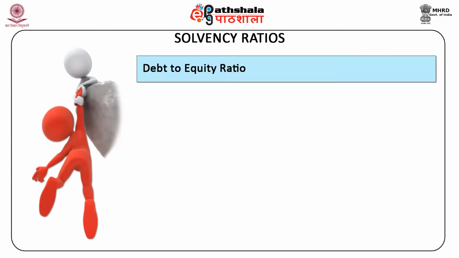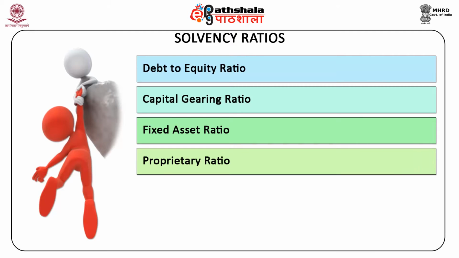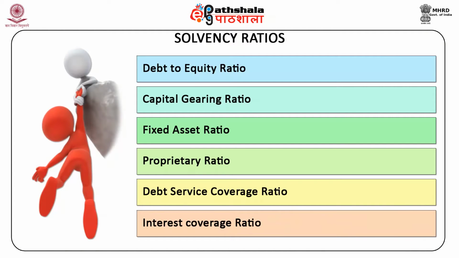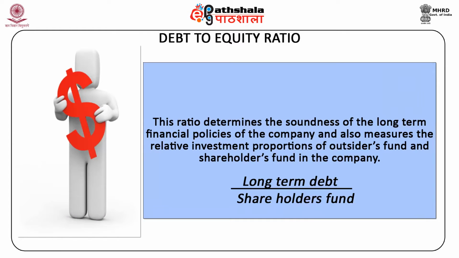Debt to equity ratio, capital gearing ratio, fixed asset ratio, propriety ratio, debt service coverage ratio, interest coverage ratio. Debt to equity ratio: this ratio determines the soundness of the long-term financial policies of the company and also measures the relative investment proportion of outsiders' funds and shareholders' fund in the company. It is calculated using the following formula: long-term debts divided by shareholders' fund.